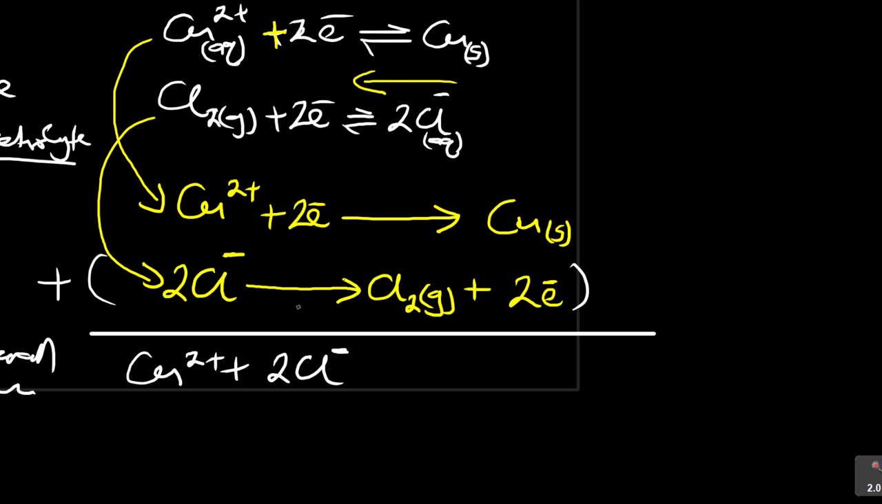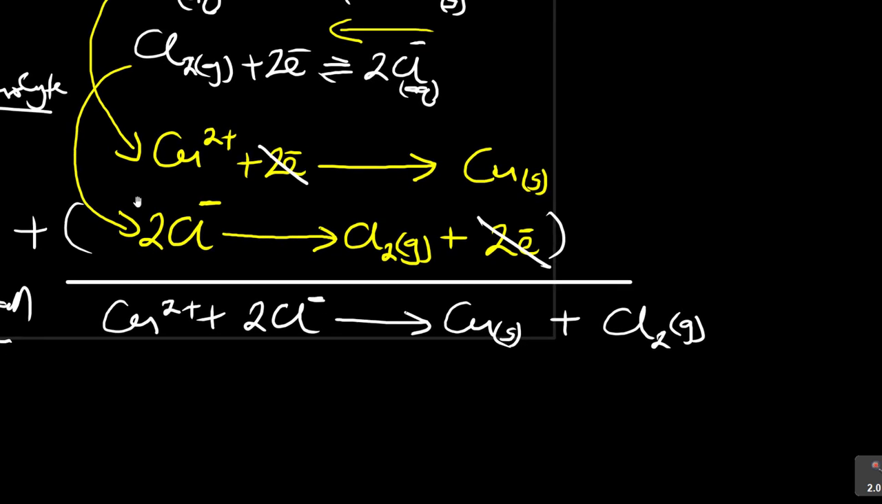And then what you have, look at this, the electrons, since they are on the opposite sides of the arrow, you cancel them out. Then you will come up with copper, which is solid, plus chlorine, which is a gas. And then they will start to ask you about the observation. So this copper is solid. This is what we're going to observe, solid copper. And this one is a gas. So we're going to see bubbles of chlorine gas. You're going to observe bubbles.